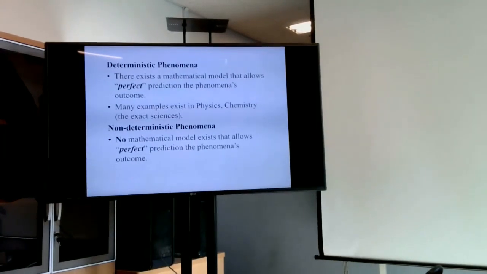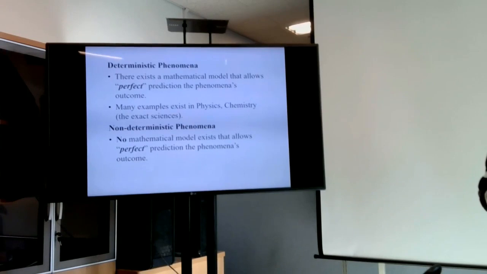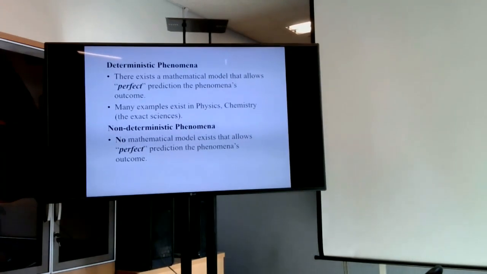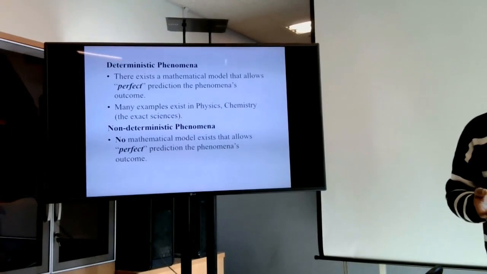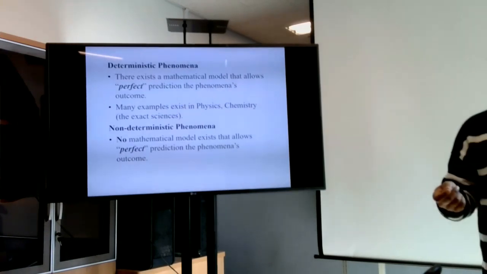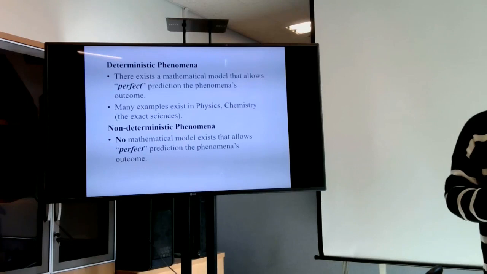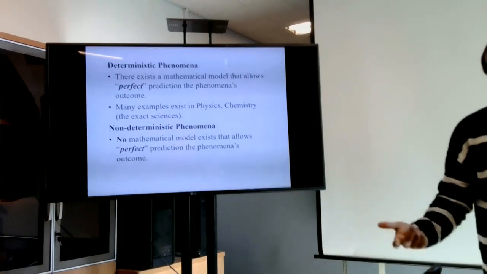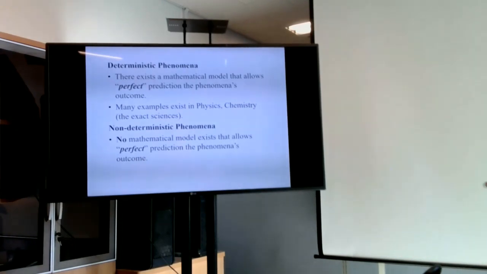In deterministic, there exists a mathematical model, meaning you already know the model of the object, that allows perfect prediction of the phenomenon's outcome. Many examples exist in physics and chemistry, like the motion model. You already know the motion model. We add velocity to the position to calculate the next position. We already have a formula. We already know the model.